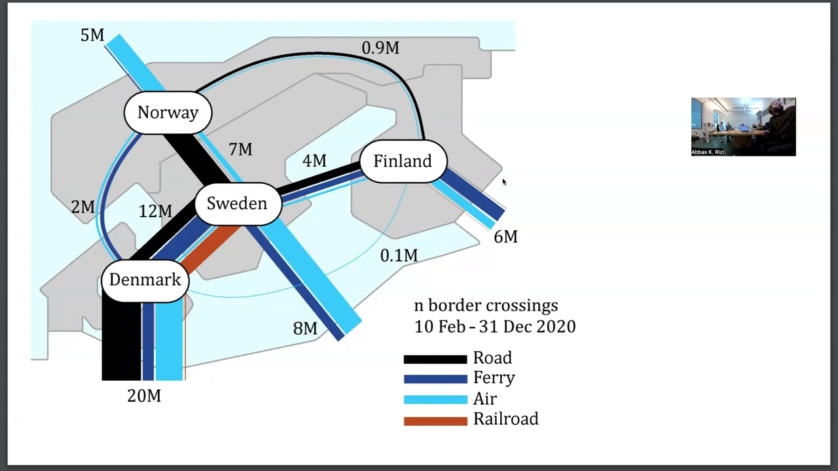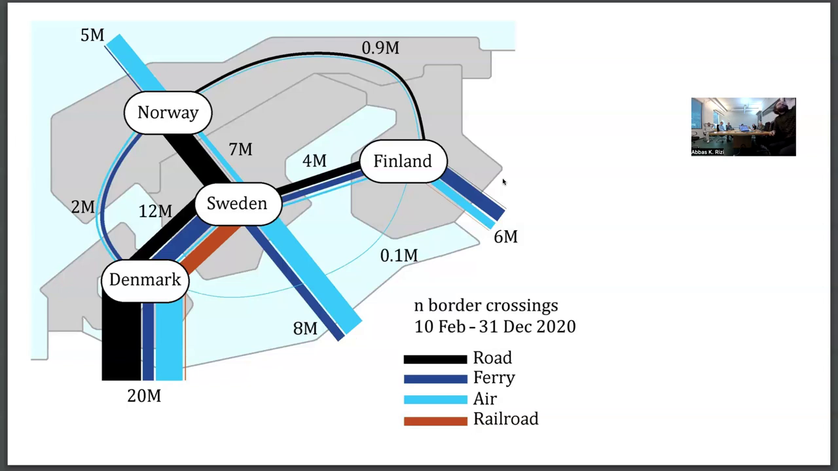There's a big road from Denmark to Germany. There's a lot of people traveling. One thing to notice here is the number of border crossings is quite huge. The amount of people who just traveled through Harrison Bridge during this period, and this is already with restrictions, is equal to the population of Denmark.